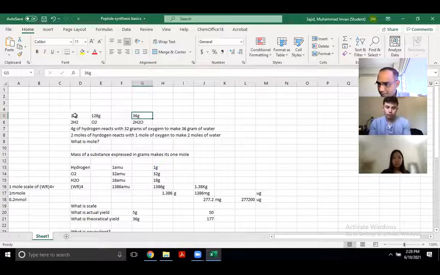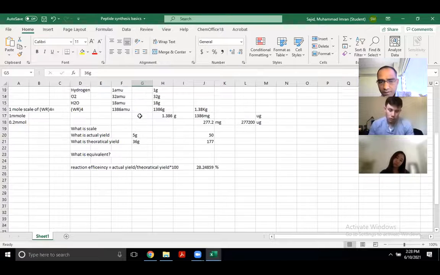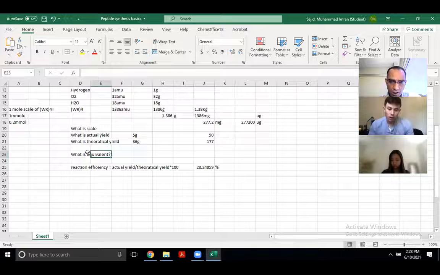So this is called excess. Why am I using excess? So that I can get close to my theoretical yield, so that I can actually get 36 gram. Got it? So the second thing is excess, which is also called equivalent. So what is equivalent or excess?